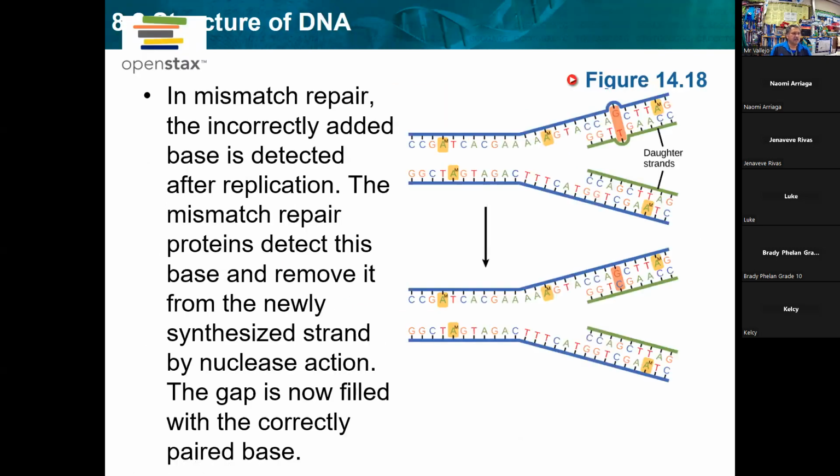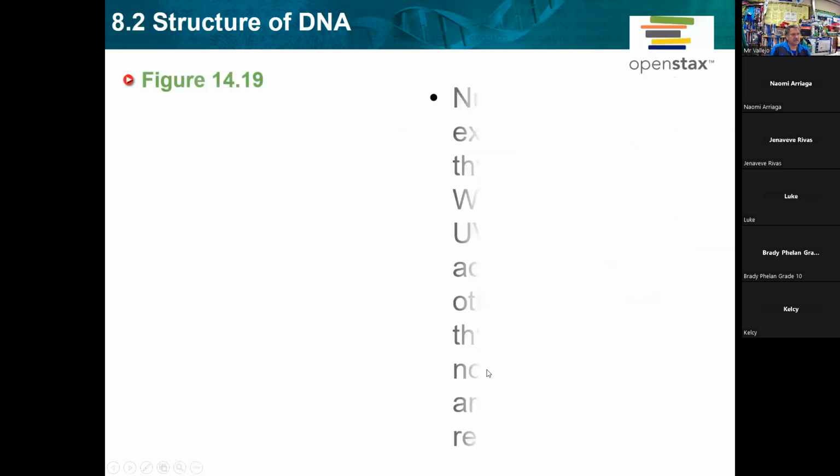All right, this is called mismatch repair. And it says here the incorrectly added base is detected after replication and not before. The mismatch repair proteins detect this base and remove it from the newly synthesized strand by nuclease action. And the gap is now filled with the correctly paired base.